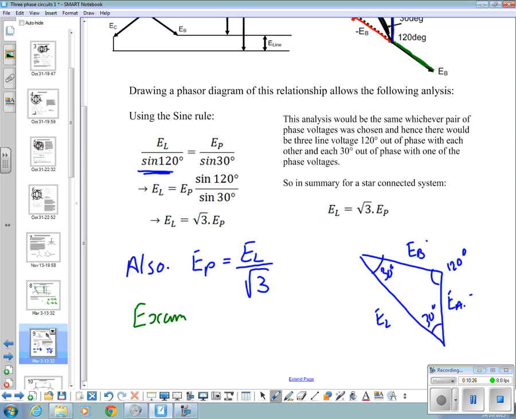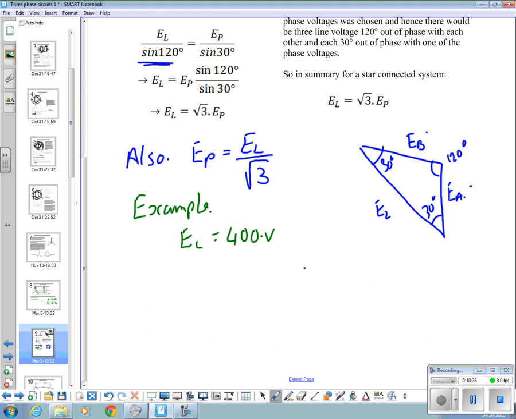Example. If E line is our standard 400 volts, E phase equals 400 over root 3 equals, and I believe that's somewhere around 230 volts. Just check that for me, make sure.